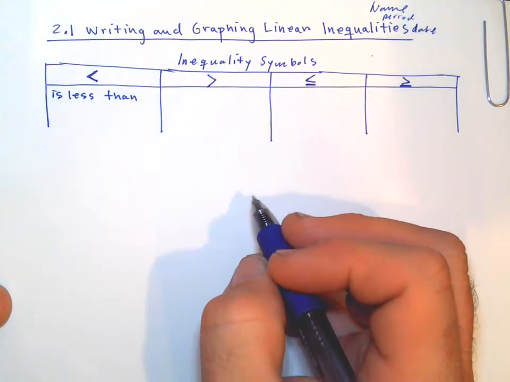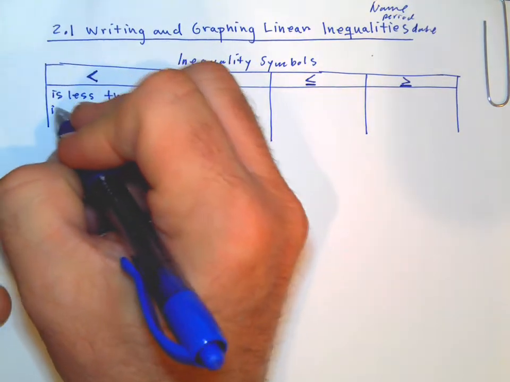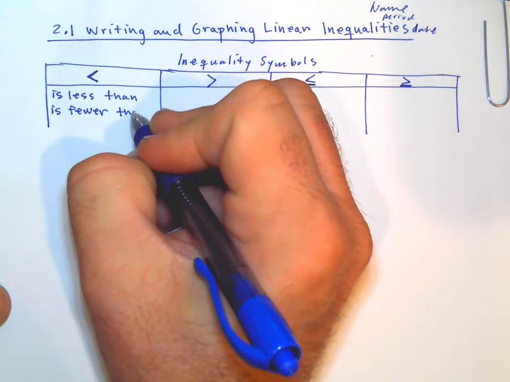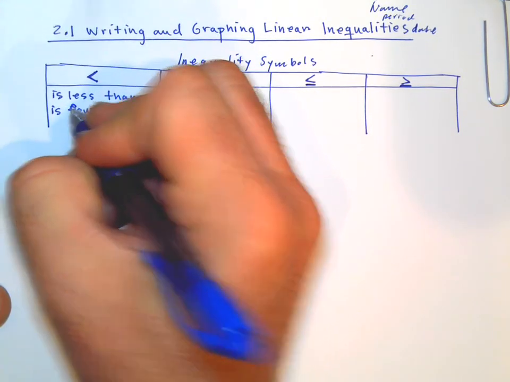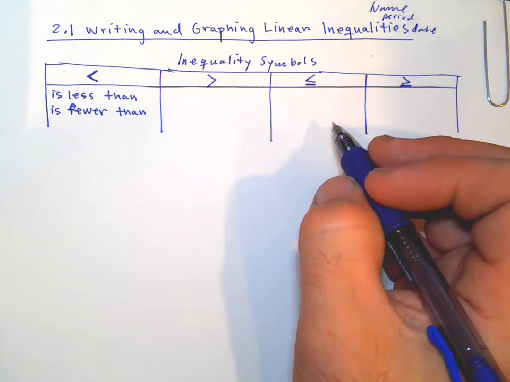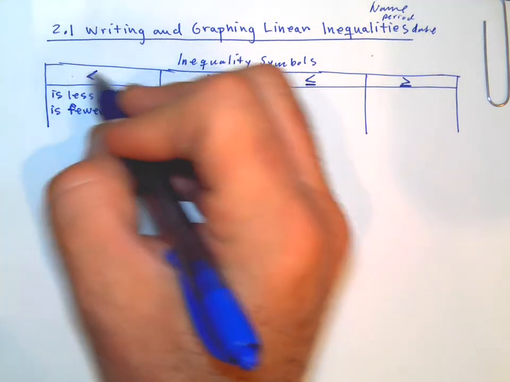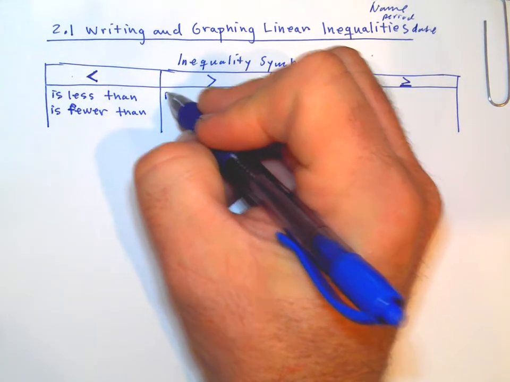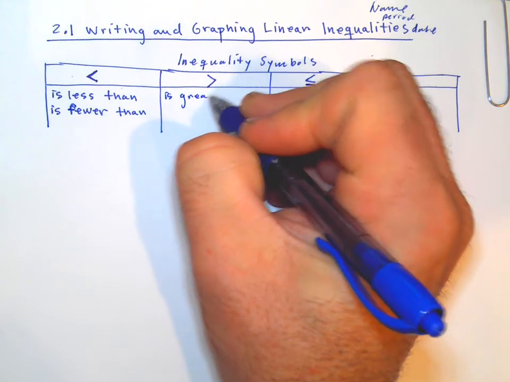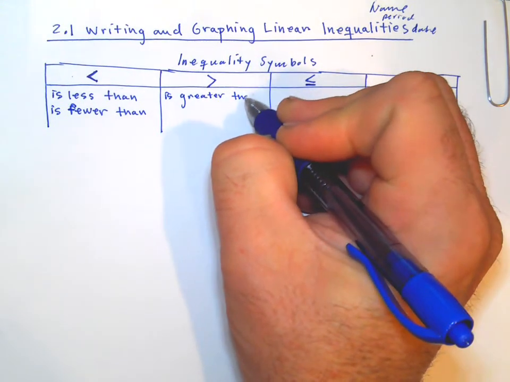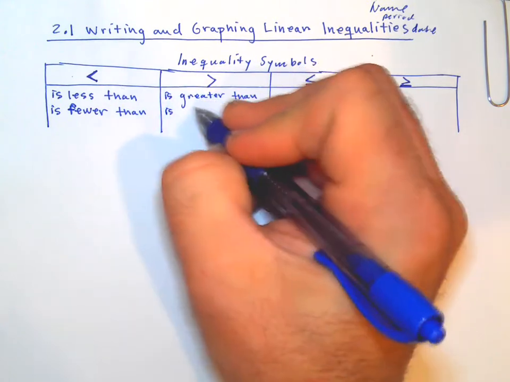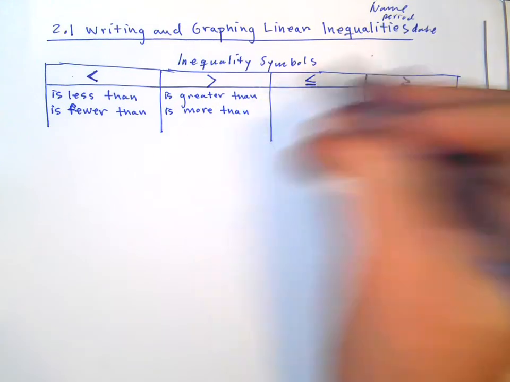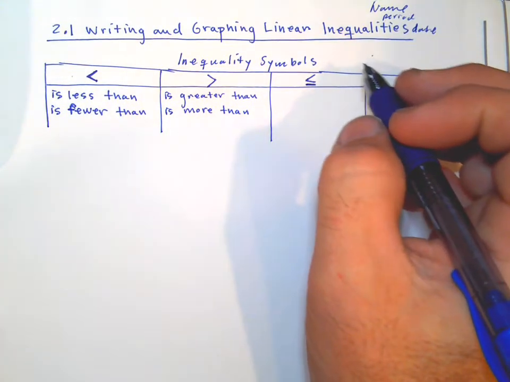But there are other ways to say the same thing. So let's write those down. Is fewer than is another way of saying that. Is fewer than. That means the thing here is less than the thing here. Okay, so you read it left to right. So this is greater than, or is more than. Okay, a couple different ways.